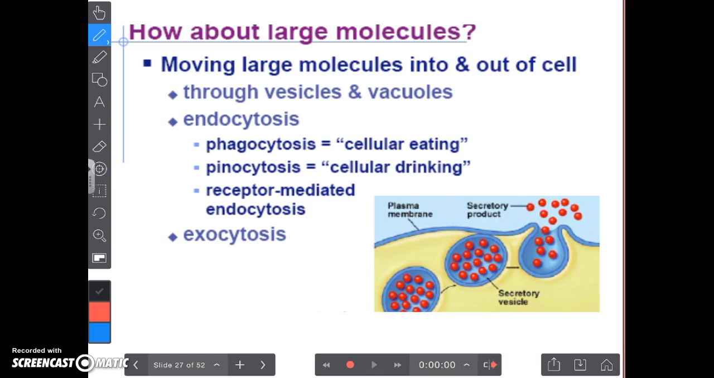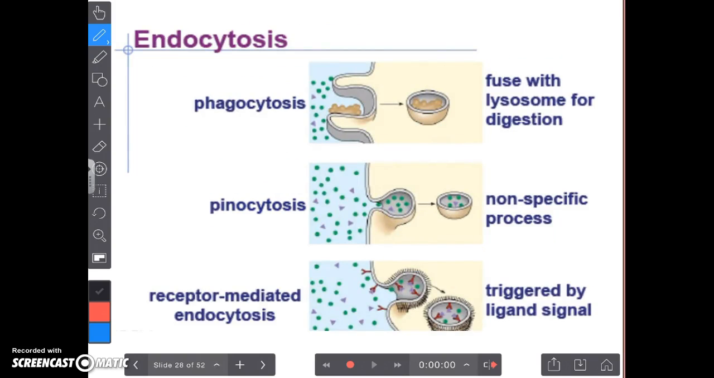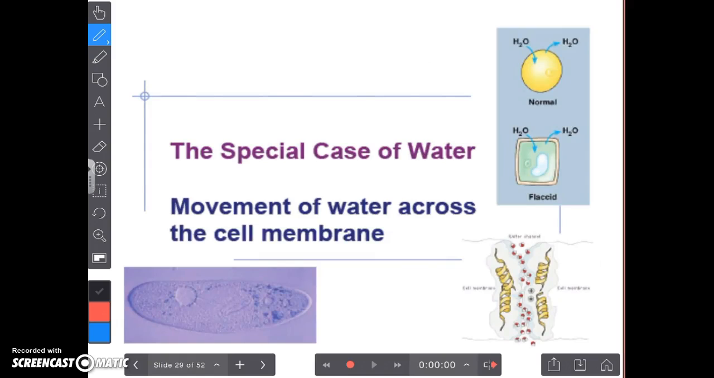And then exocytosis is another one where instead of bringing it in, I'm actually leaving the cell structure. So here's an illustration that shows phagocytosis eating, pinocytosis liquid, and then receptor-mediated is signaling, like signal transduction.